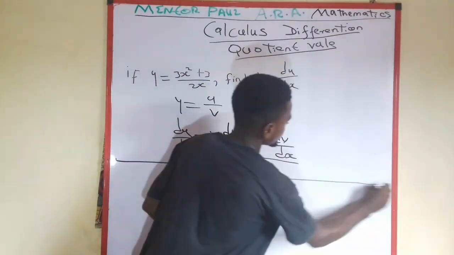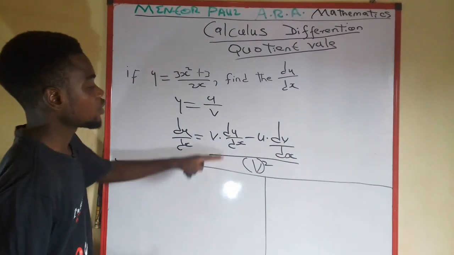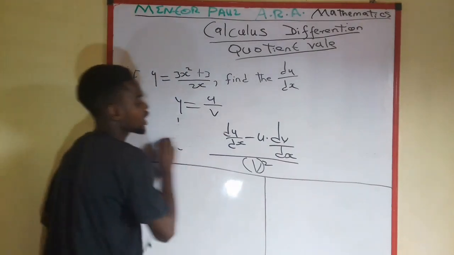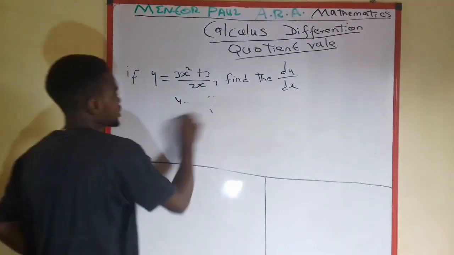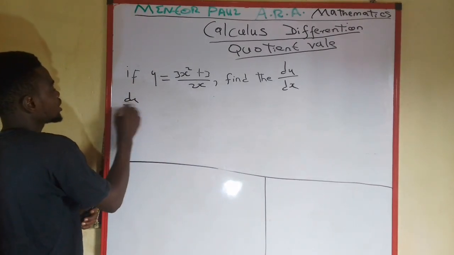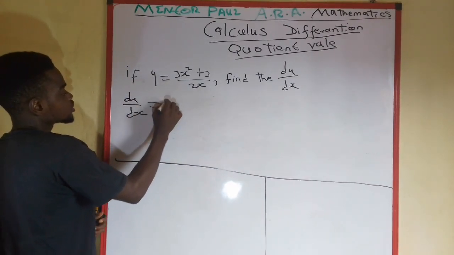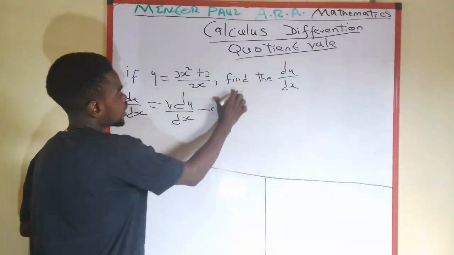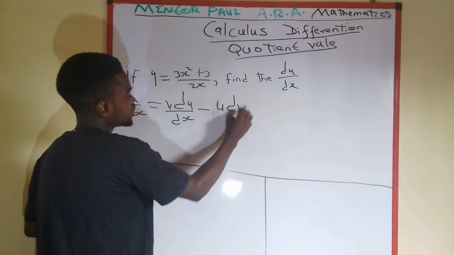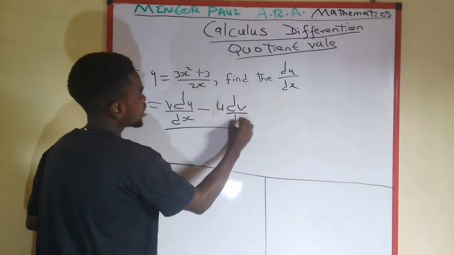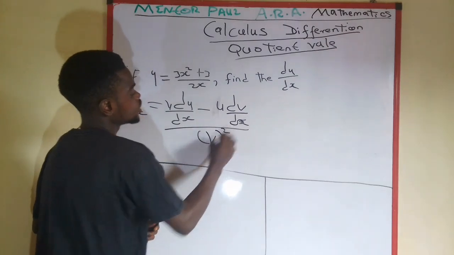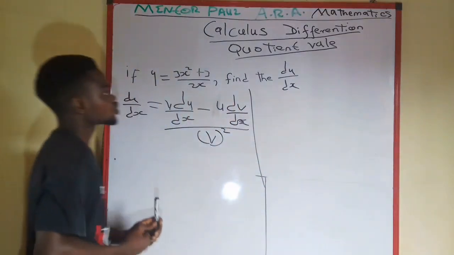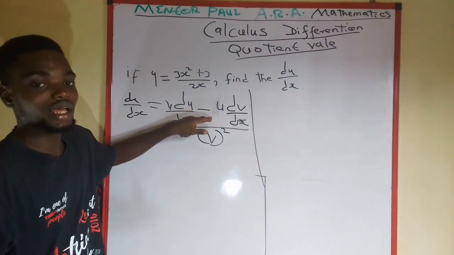How are we going to do that? We are going to apply this formula in this question right here. So I'm going to wipe the whole thing out and rewrite it to create space for that. So I have dy over dx is equal to v du over dx minus u dv over dx, all over v squared. So this is the formula I'm going to be applying right here. This is the formula that I just derived now.